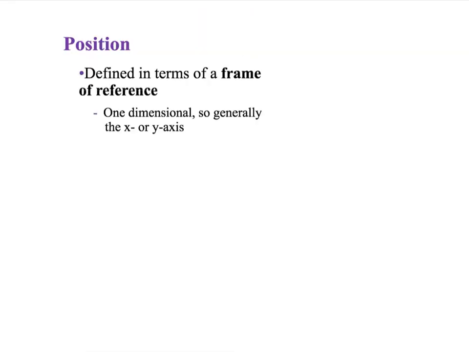So the first thing that we're going to need to know is how do we describe the position of an object? It says here that the position is defined in terms of a frame of reference. Now, when you hear frame of reference, that sounds a little complicated. But all that we mean when we're talking about frame of reference is, what are we measuring the position relative to? That is, where is the position equal to 0? Where's that location? And then in what direction are values positive and in what direction are position values negative?